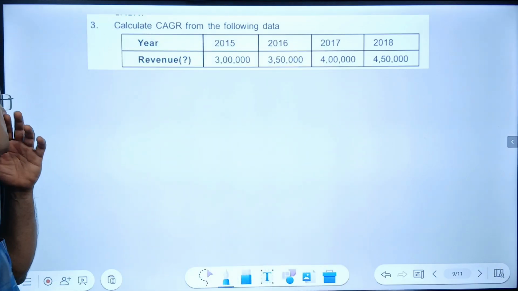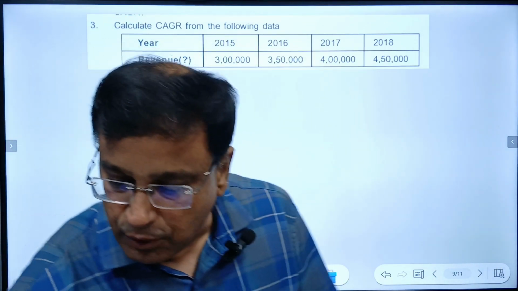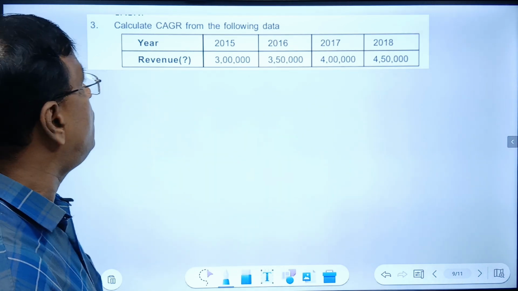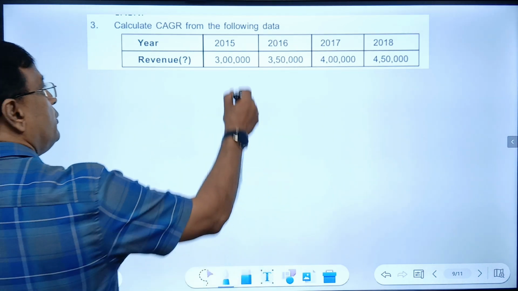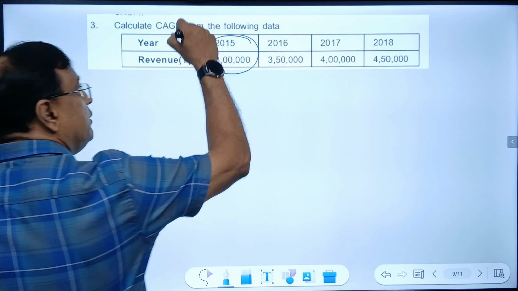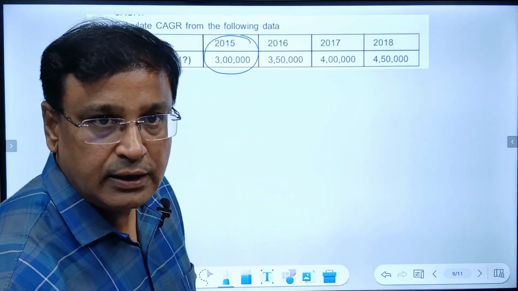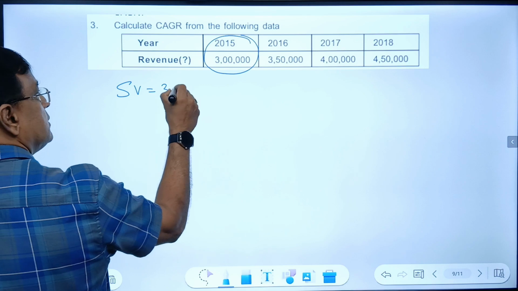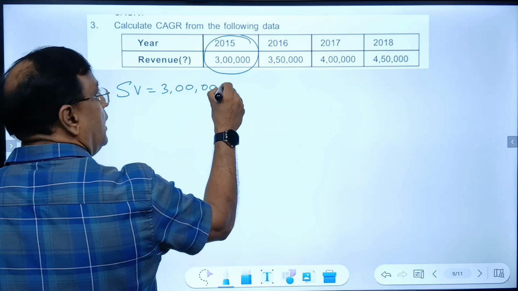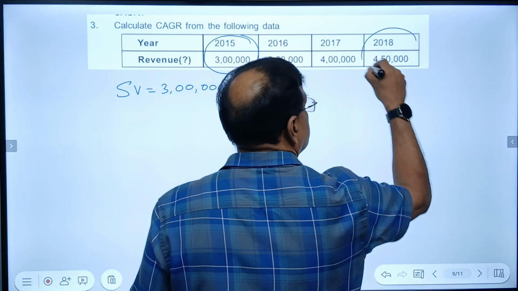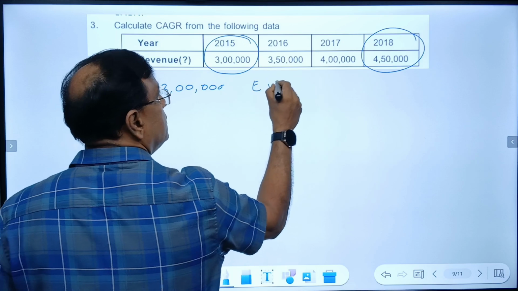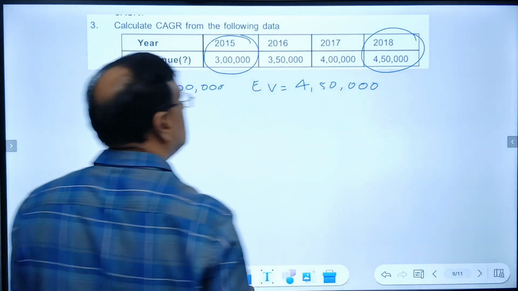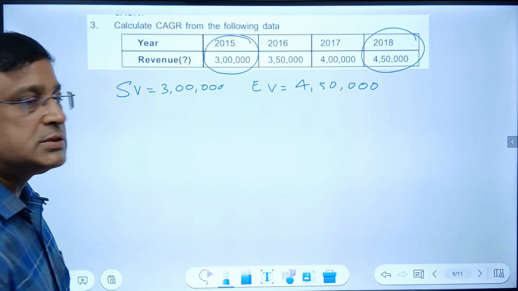This type of questions are very, very important. Watch this carefully. Calculate the CAGR for the following data. This is your starting point. You start your investment in 2015. And what is the starting value? It is 3 lakhs. And I want to understand it here. So what is the ending value? It's 4,50,000. Correct?